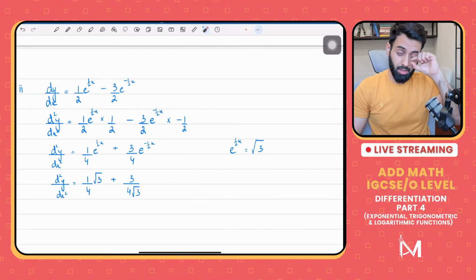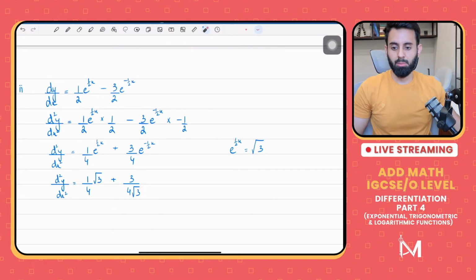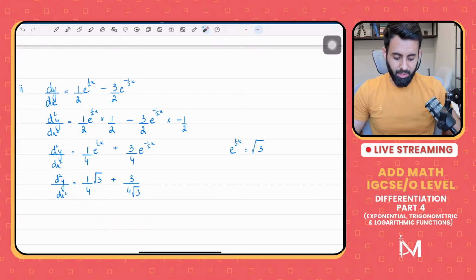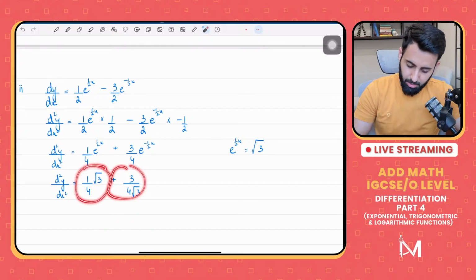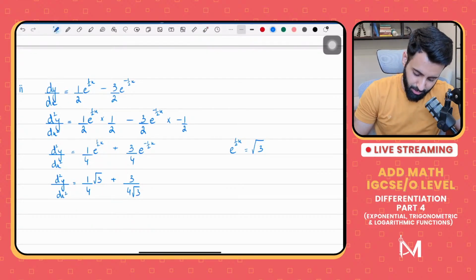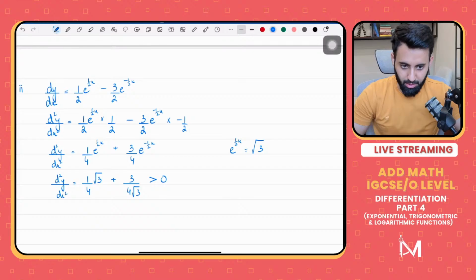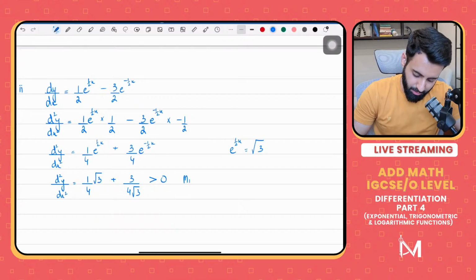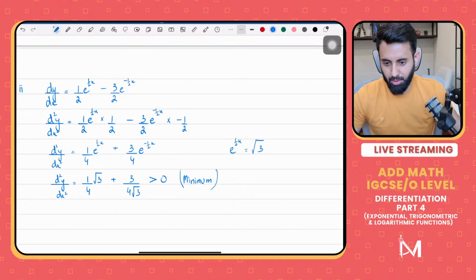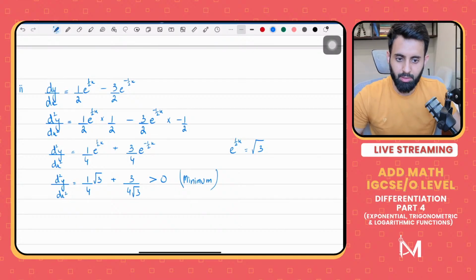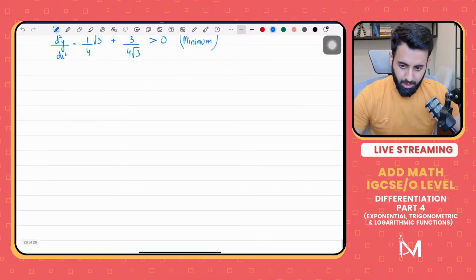So tell me, what do you think? Is this going to be greater than 0, or less than 0? Obviously, it's going to be greater than 0 because this is positive, this is positive. So if you add two positive numbers, there's no doubt that the end result is going to be greater than 0. That means the final answer is that it's a minimum stationary point. Okay? So I hope that's clear. Now, that was one example. Let's do another example.